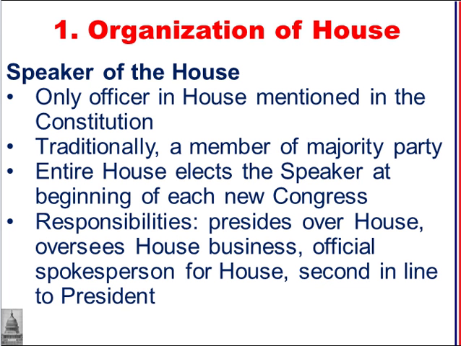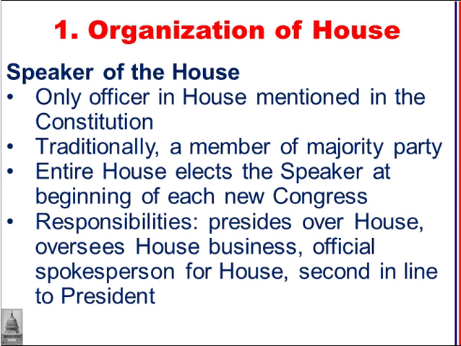So one of the most important leadership positions, if not the most important leadership position in the House, is the Speaker of the House. This is the only officer of the House that's mentioned in the Constitution. It's the most powerful position in the House, modeled after the Speaker in the House of Commons. Traditionally, the Speaker of the House is a member of the majority party. The entire House, all 435 members, vote on electing a Speaker at the beginning of each new Congress.